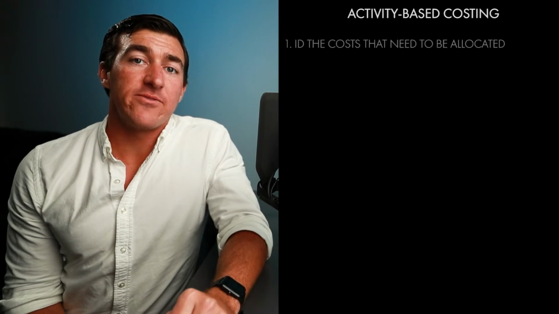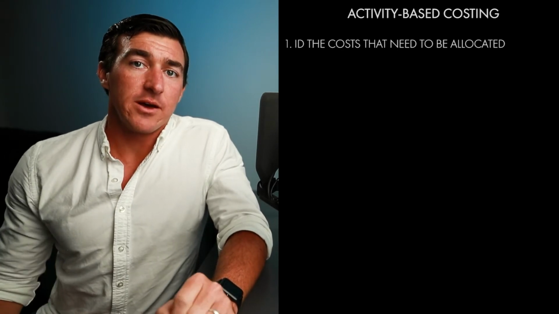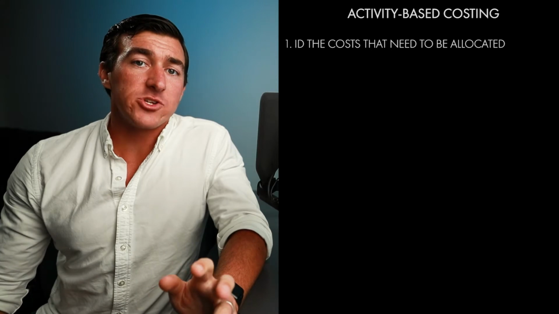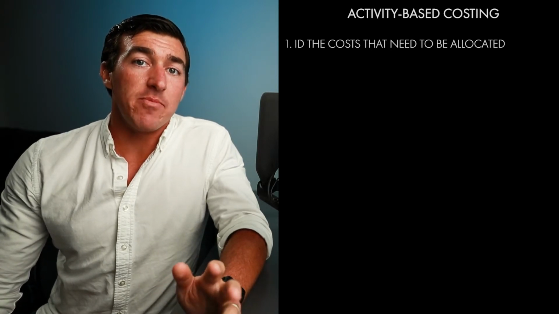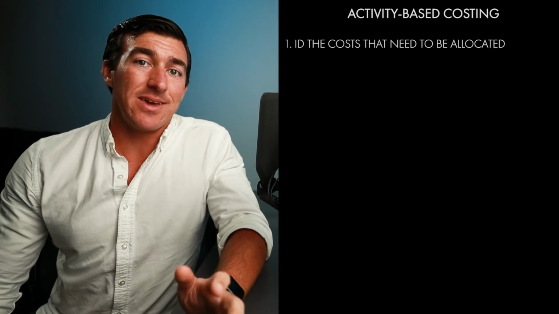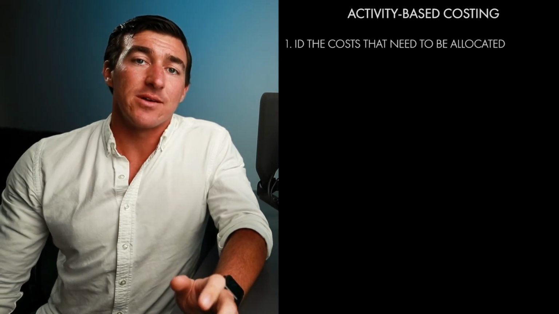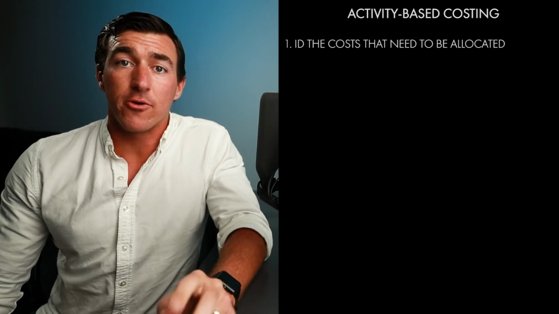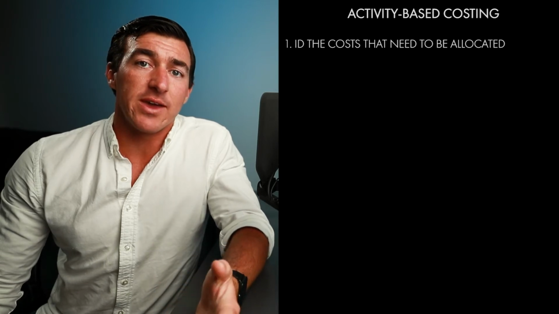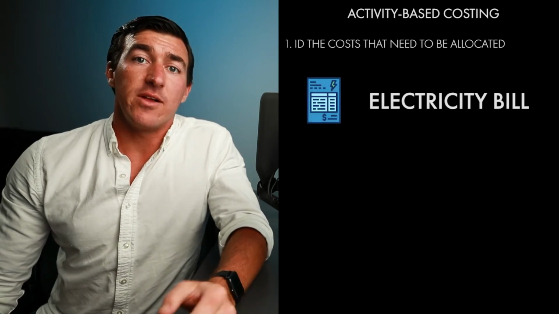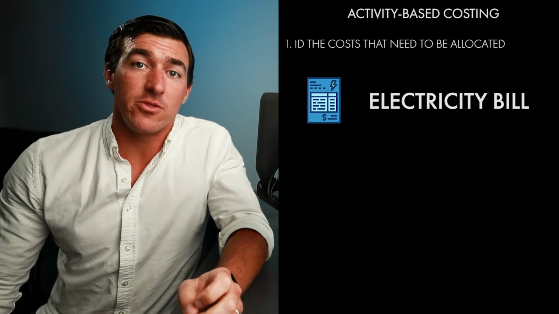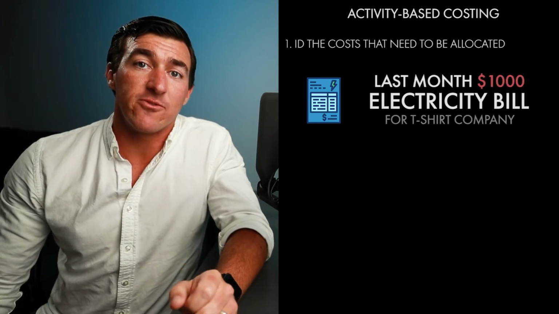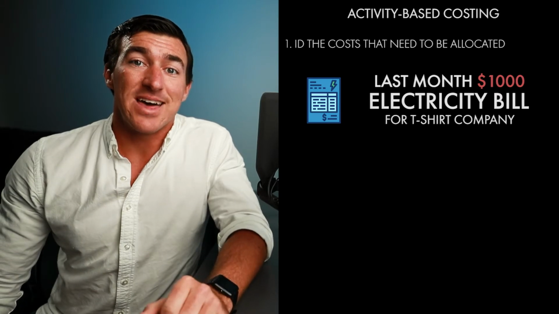So the first step to activity-based costing is identifying the costs that need to be allocated. Now these are costs that in some way, shape, or form impacted how many products you made, or you used them in making the product, but they can't be directly linked to it, like labor or materials. A great example of this would be something like an electricity bill. So let's say, for example, that this last month you had a $1,000 electric bill for your t-shirt manufacturing company. How are you going to allocate that $1,000?